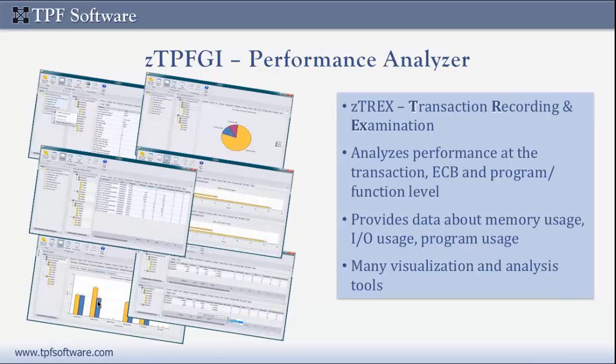This tool allows programmers to collect the statistics of a transaction at different levels: at a summary level, which we call the transaction level, at the ECB level, or at the program level. These statistics have several pieces of information. We collect I/O usage, memory usage, and program usage. We also collect the instruction count, the CPU utilization, the files, the file pools, and the macro counts. There is a lot of information the performance analyzer collects when you execute a transaction.